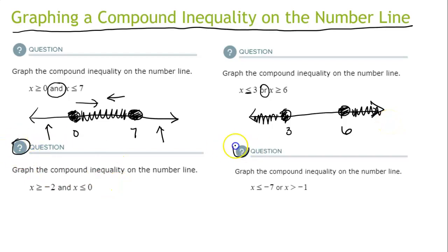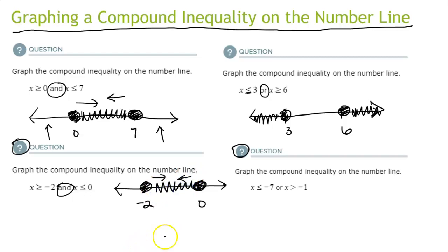You pause the video and try these two on your own. You should have noticed that this one said and, which is telling you that it's an in-between. So the numbers are -2 and 0. We need shaded in circles for both because they both have equal to signs. And we want the stuff that's greater than or equal to -2 and at the same time less than or equal to 0. That is in between those two numbers.